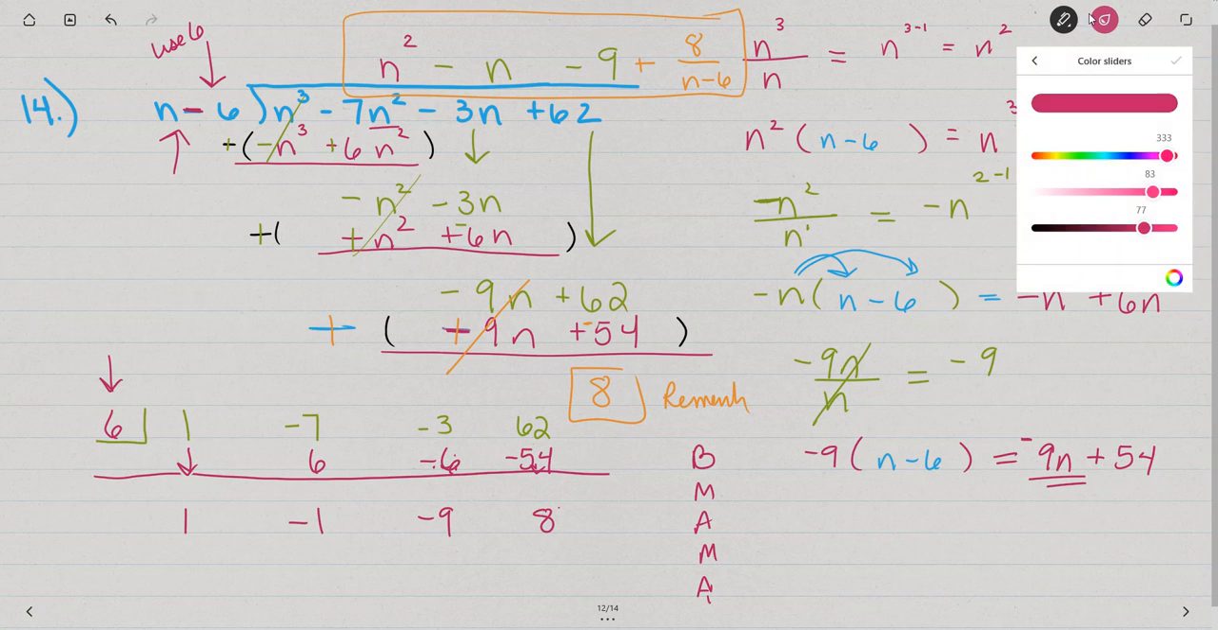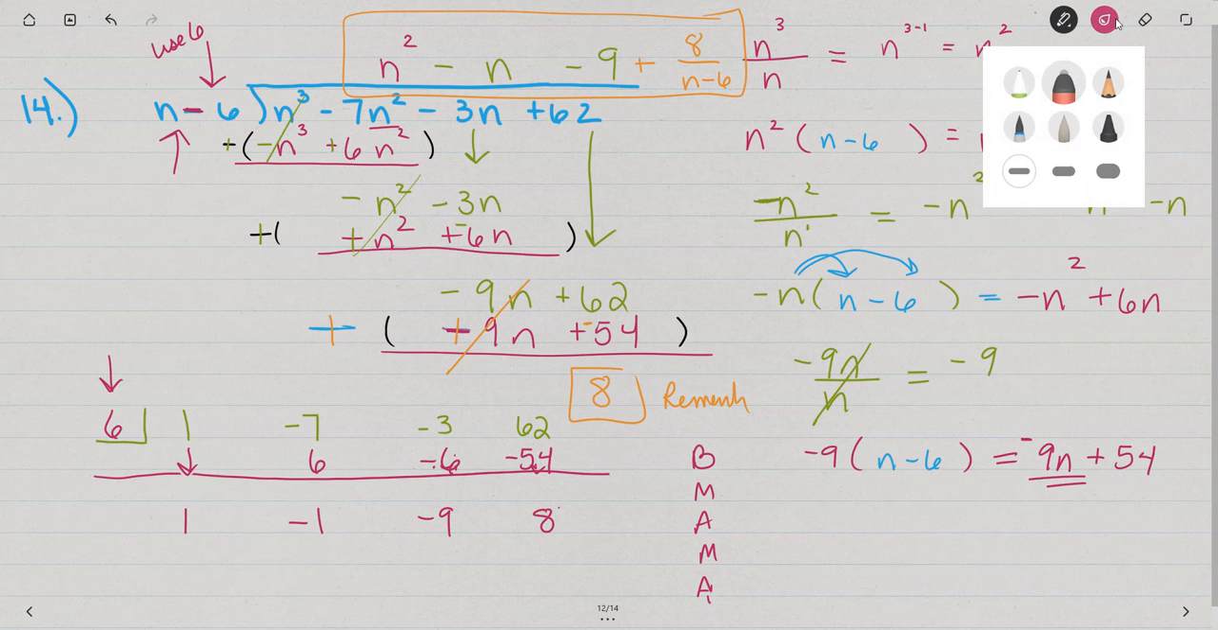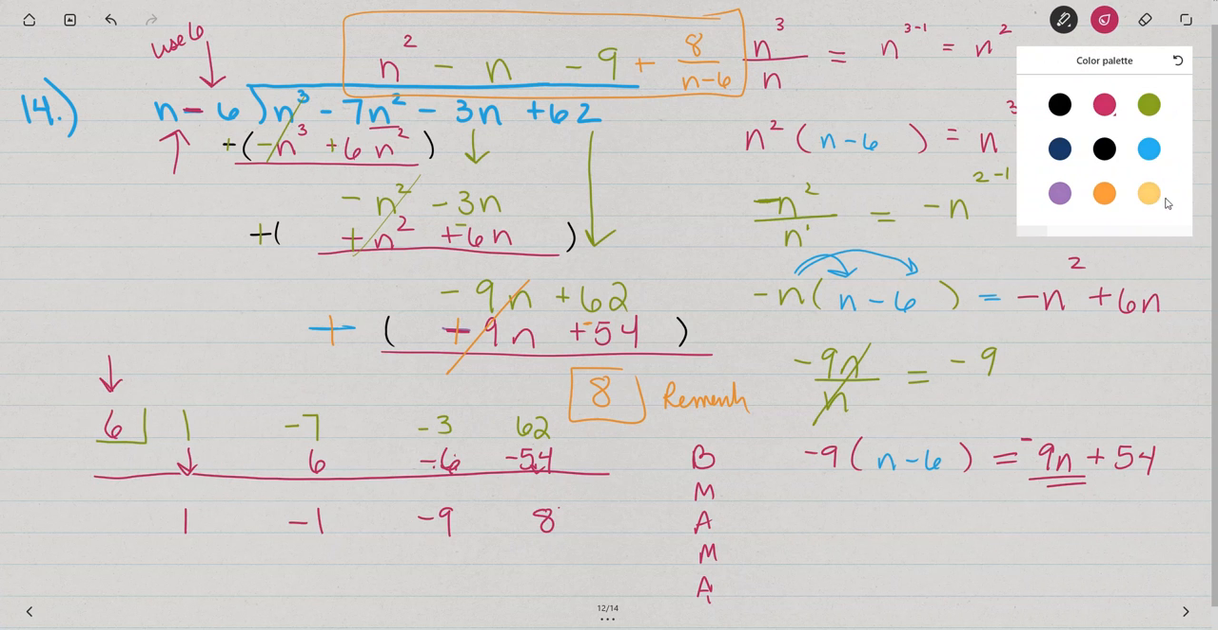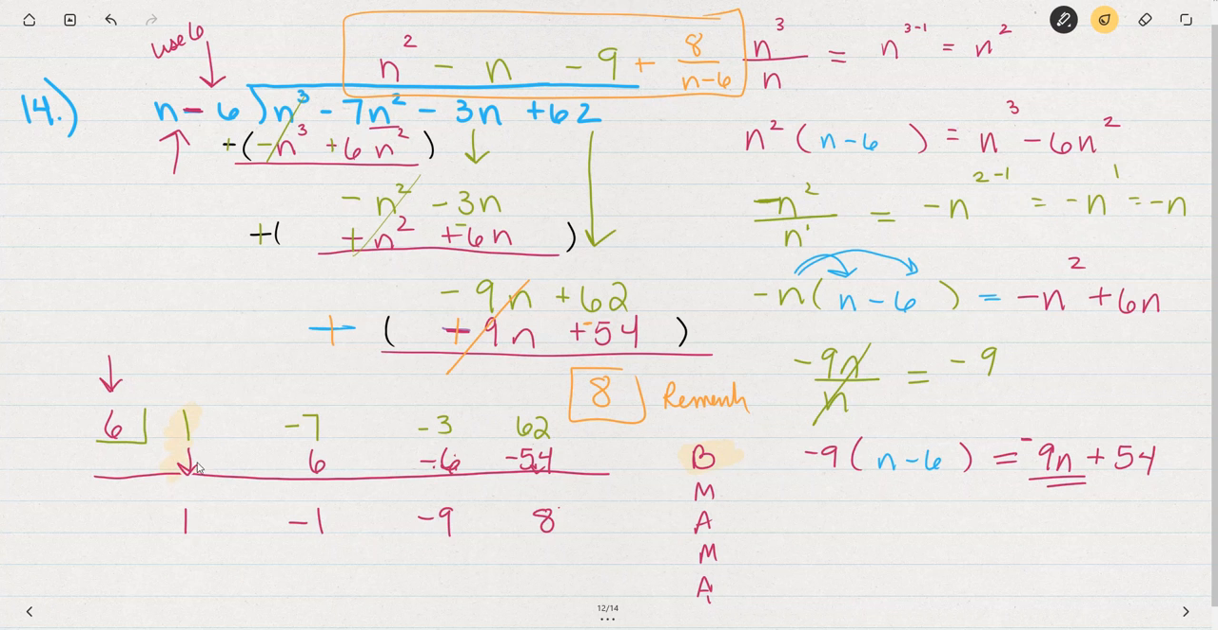Let me walk you through that one more time, just in case you missed what I was doing, because I was doing that kind of fast. You start with the bring down. So we bring down this 1. And then you multiply 1 times 6, and you put that answer here. And then add negative 7 plus 6 is negative 1.